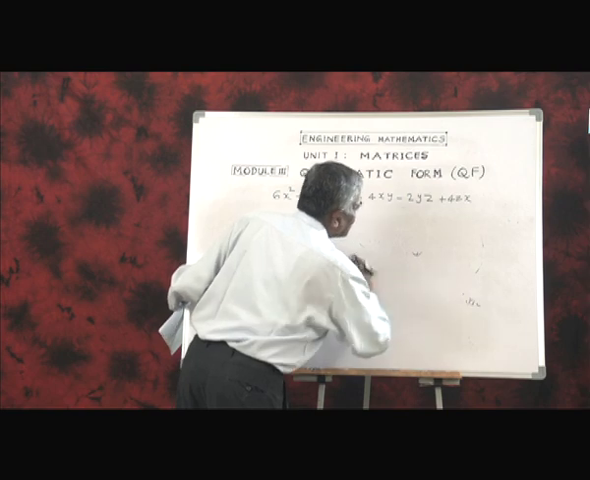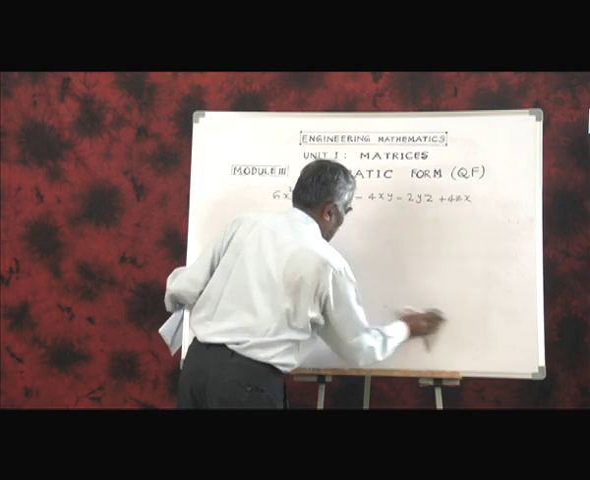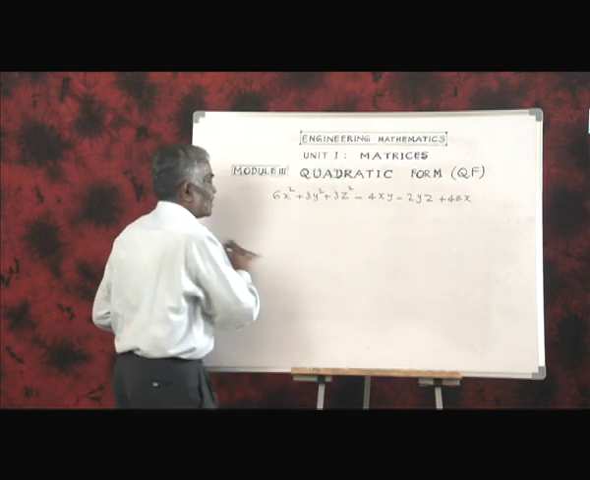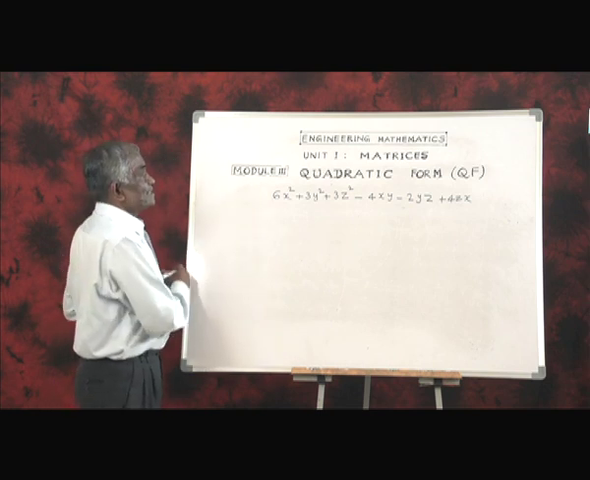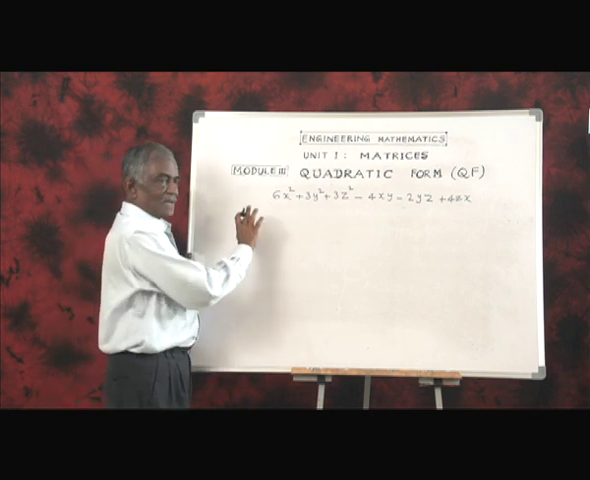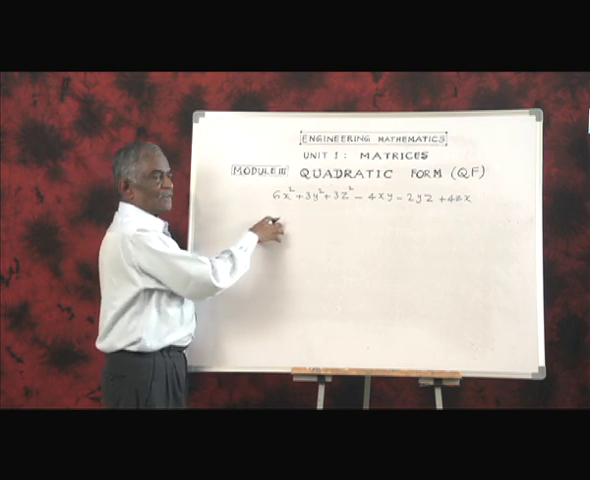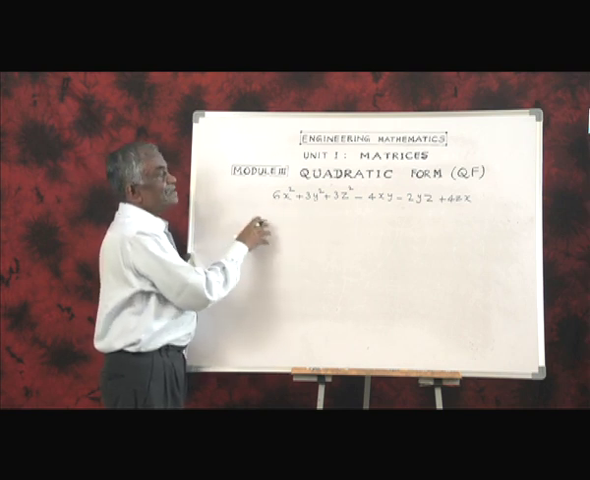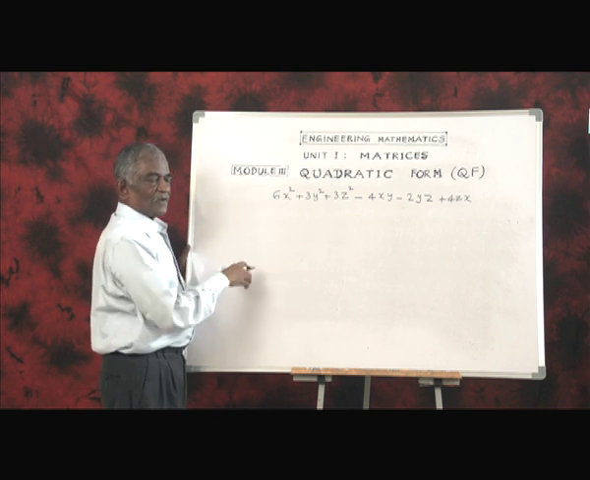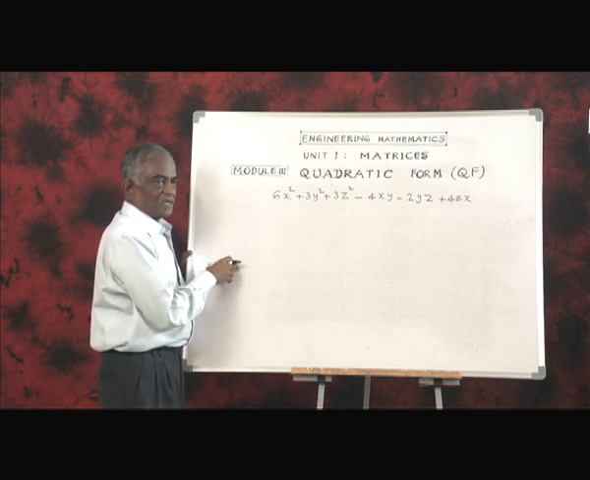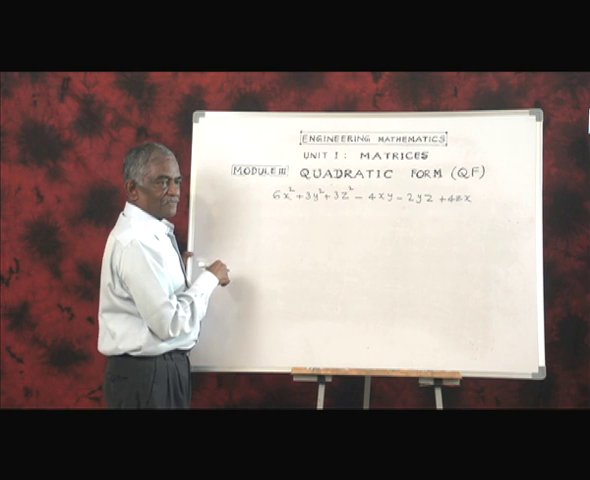So the problem is they will give you a quadratic form. They will ask you to reduce the canonical form using orthogonal transformation. Step number 1, you have to find the matrix of the quadratic form. The next step is find the eigenvalues, eigenvectors. Then find the nature depending upon this. If all the eigenvalues are positive, positive definite. If all the eigenvalues are negative, negative definite, and so on.